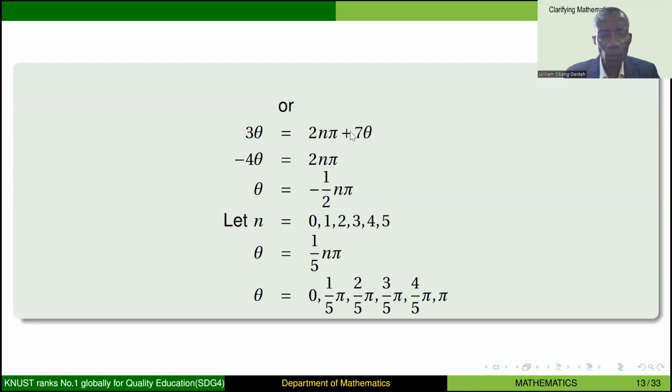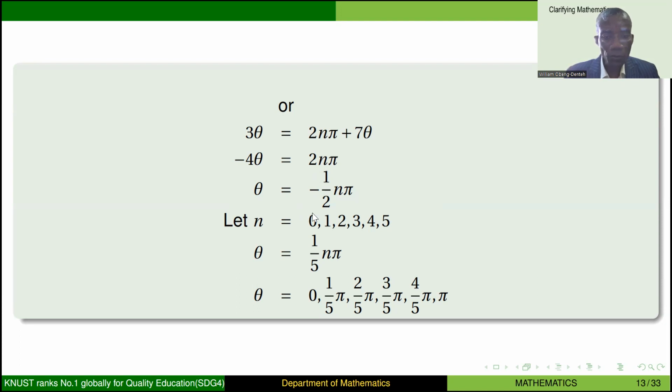The next step is that we are going to pick the plus. So we get this expression. Now we shall subtract 7 theta from both sides. So when we subtract 7 theta from this 7 theta, it will be cleared. Then we also subtract 7 theta from this, and then we'll get that. So we get this expression. Then we divide the left-hand side and the right-hand side by negative 4. So we shall get theta here, and then we'll get negative 2 on 4. But when we reduce it to its lowest terms, we shall get negative half and pi.